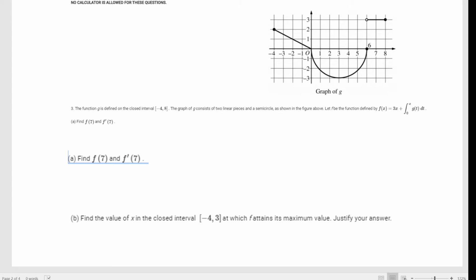Yeah, I snagged this question off the optional practice, so some of you have probably taken a peek at this question already. For the first one, you're finding f of 7 and f prime of 7, and for the second one, you're trying to figure out where f, which is not this graph, attains its maximum value. Please note that f is not this graph; this graph is labeled as g. And f is 3x plus the integral from 0 to x of g of t dt.